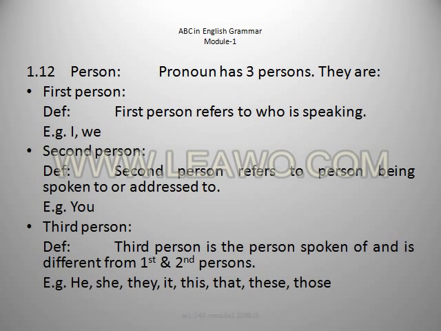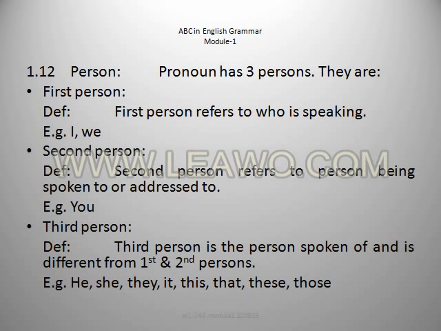Person. Pronoun has three persons. They are first person, second person, and third person. First person refers to who is speaking. Examples are I and we. Second person refers to person being spoken to or addressed to. Example is you.